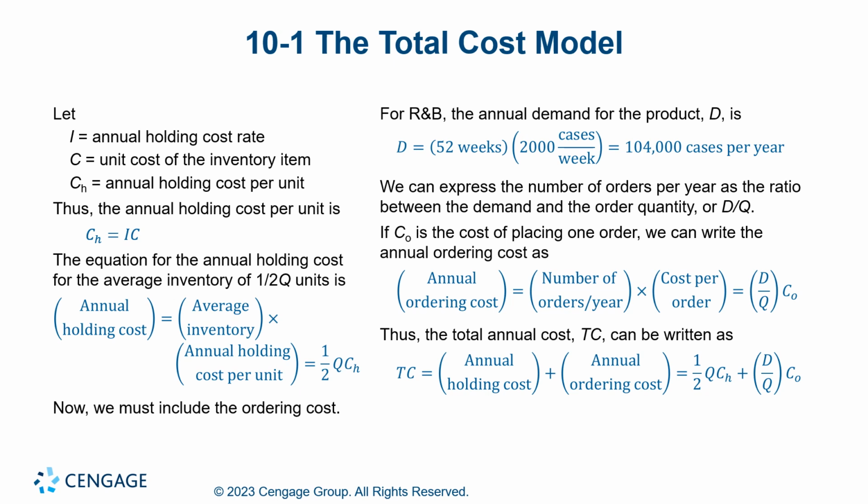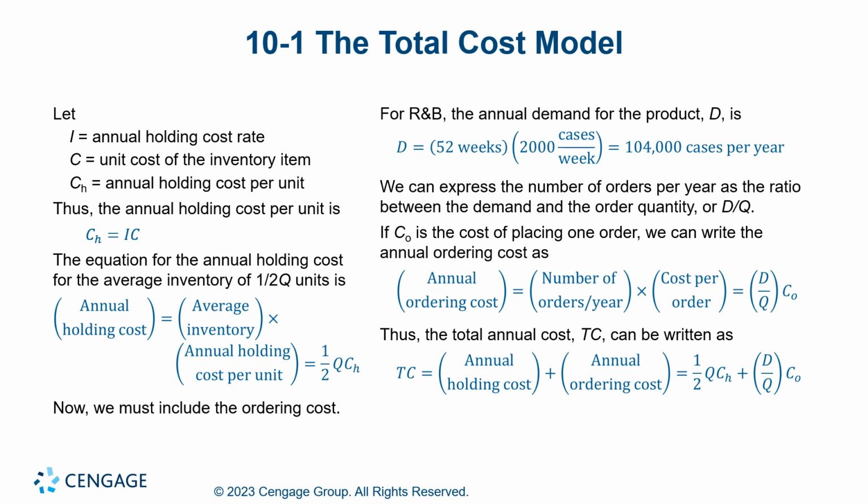So the general equation for the annual holding cost: remember, we are computing this on the average inventory of Q divided by 2, or half of Q, as we discussed from the previous slide. So the annual holding cost is equal to the average inventory, which is 1 over 2 Q, multiplied by the annual holding cost per unit, which is CH. So the annual holding cost is 1 over 2 Q times CH. This is one part of the total cost model.